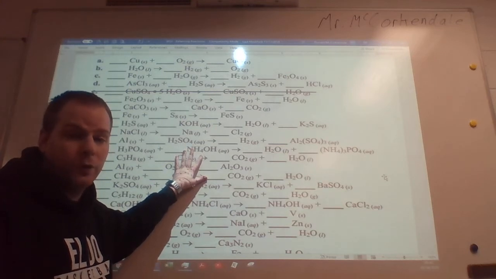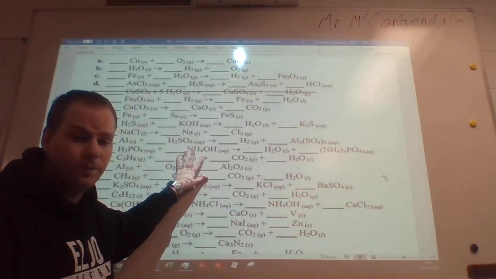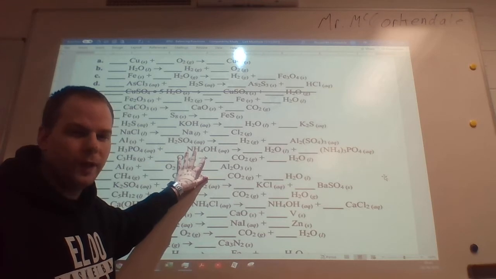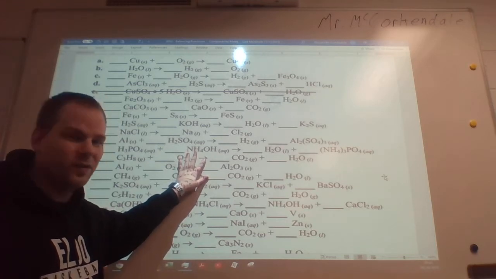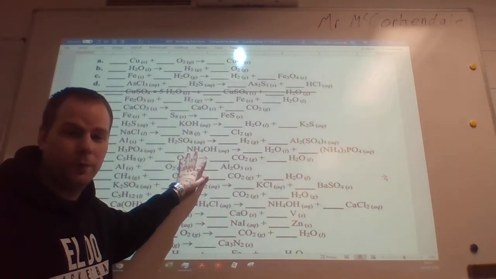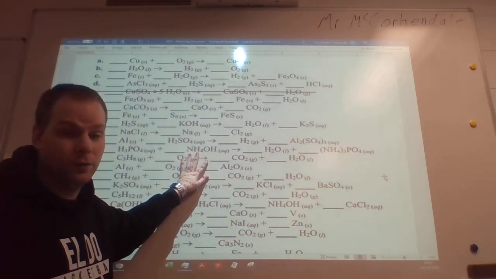One of those tricks we will be using for combustion. The other one really will only help you if you have learned your polyatomic ions. If you don't know the polyatomics, it's not going to be quite so helpful for you. But those of you who have will find this extremely helpful.